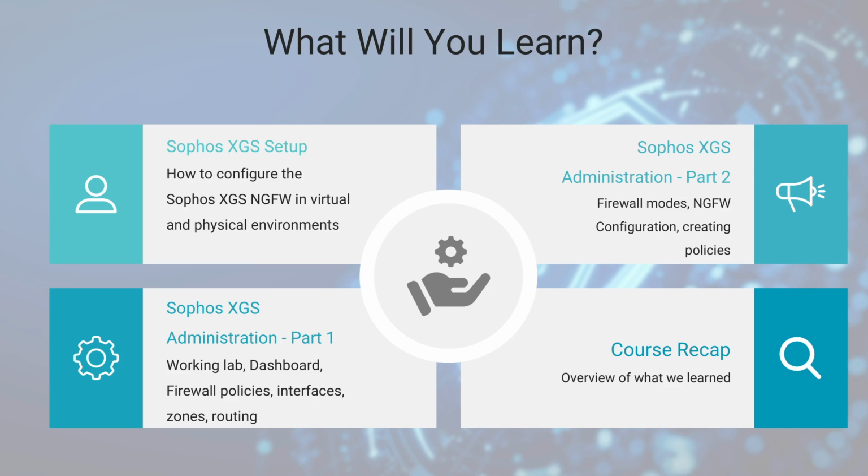Then we're going to talk about the setup, how to configure the Sophos XGS in virtual and physical environments. Then we're going to talk a little bit about administration, so how to set up your lab, how to navigate through the dashboard, how to set up firewall policies, how to set up interfaces, what are zones, and routing, either dynamic or static routing. Then we're going to talk about advanced administration tasks, such as configuring firewall modes, next generation firewall configuration, and creating policies. Then we're going to do a recap of everything that we've learned.